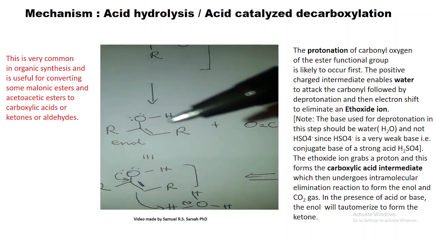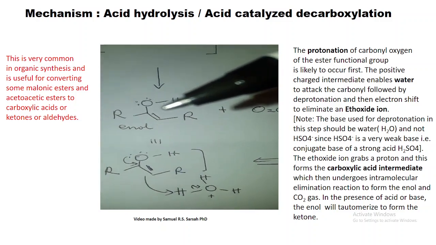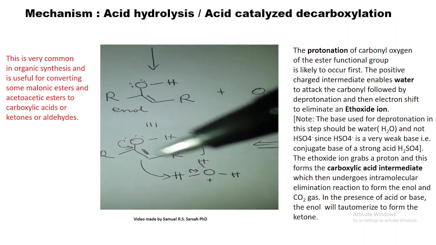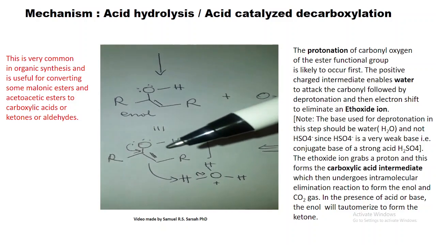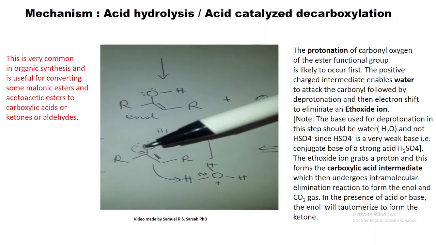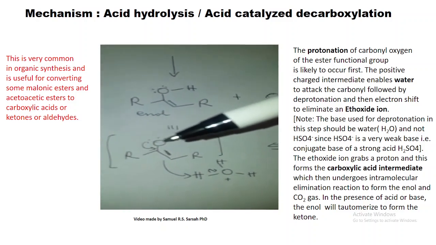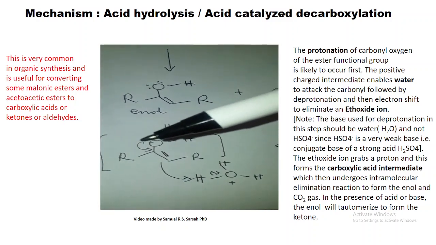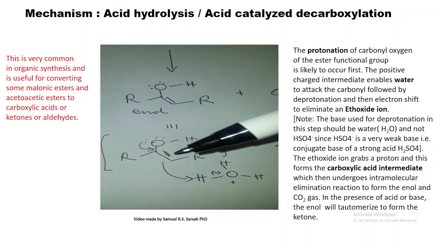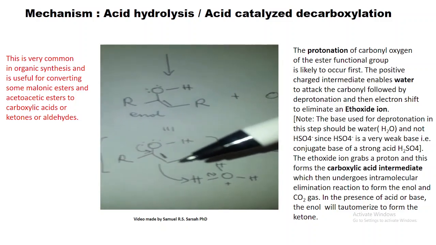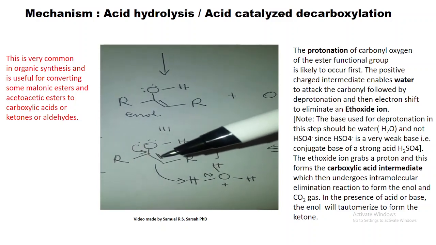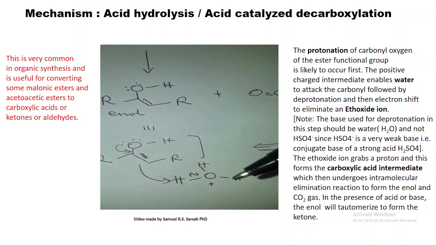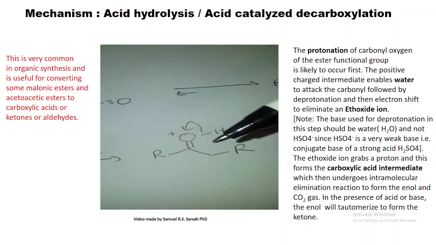Now I went further to show the simple mechanism of how the tautomerization occurs. Basically, the electrons on the oxygen shift towards this bond, and then the double bond will grab a proton from hydroxonium ion to form this intermediate.